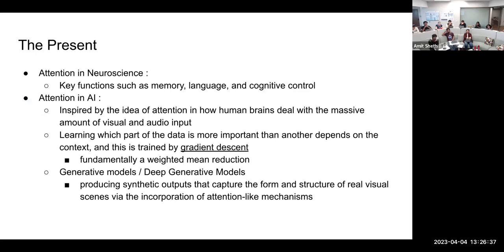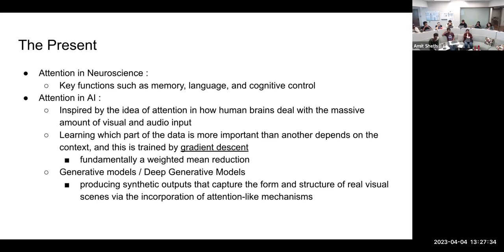Now, I have talked about neuroscience, like cognitive neuroscience, and reviewed the book. In that, I covered all these aspects, which I will now talk about in terms of AI. Attention in neuroscience is one of the key functions of control. But in AI, attention is something which sits between two layers in the model. Attention is a mean reduction, which is trained by gradient descent. Then attention in generative models works on real visual scenes. If we take the example of image classification, we incorporate an attention mechanism in generative models. If you see the generation from ChatGPT, it has an attention model in it.